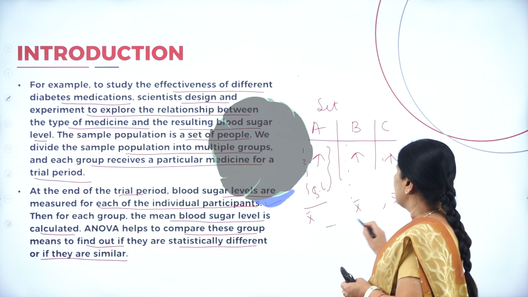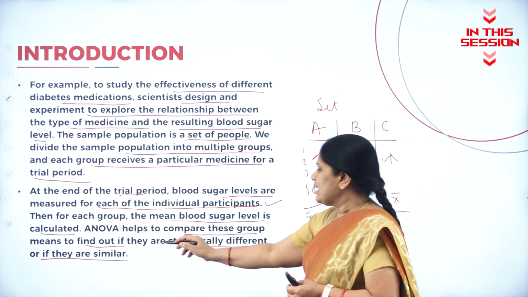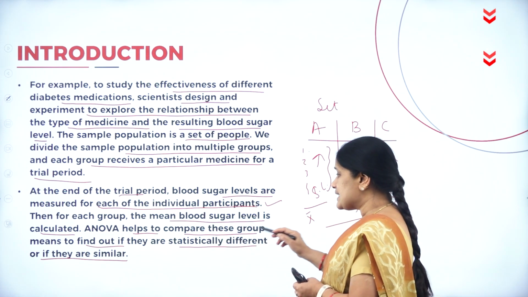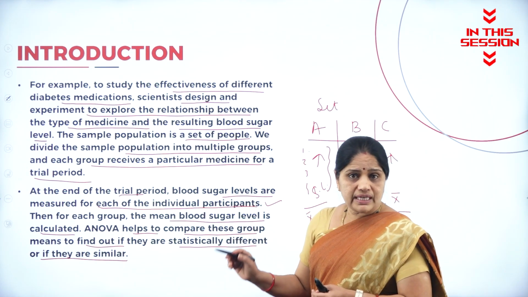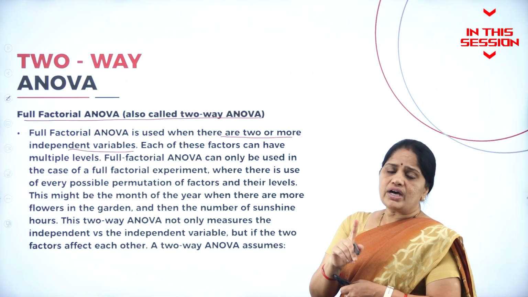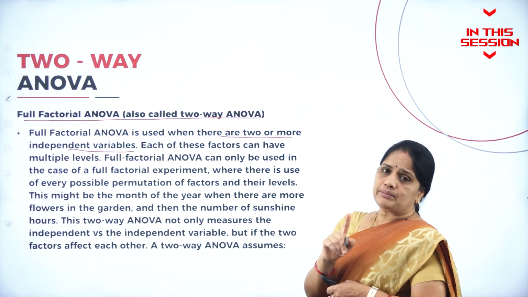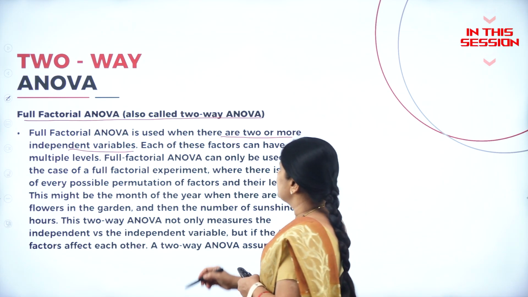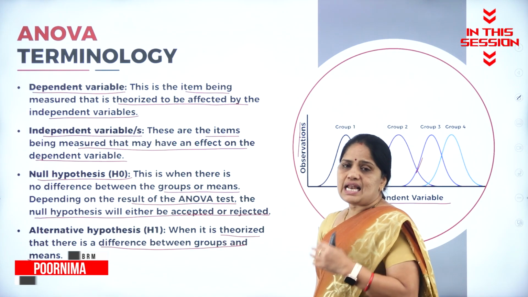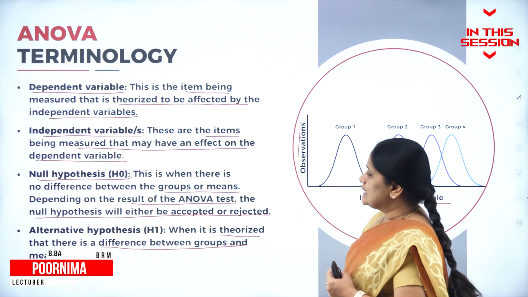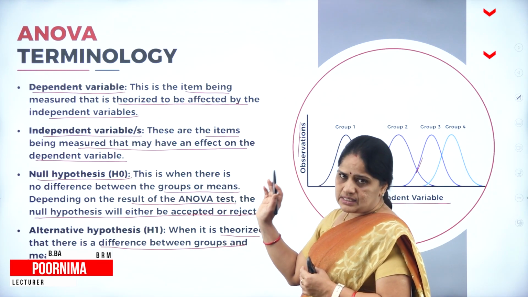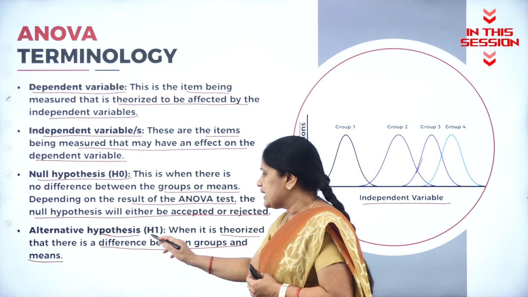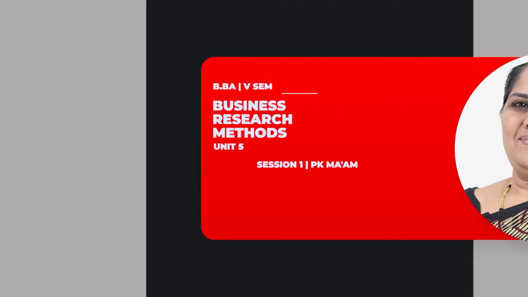We compare all the means, and then ANOVA helps to compare these group means to find out if they are statistically different or if they are similar. For the one-way ANOVA, we have only one independent variable, but in two-way ANOVA, we have two independent variables. When the F statistic is larger, then we say that the null hypothesis is disproved, and then there is a need for an alternative hypothesis.